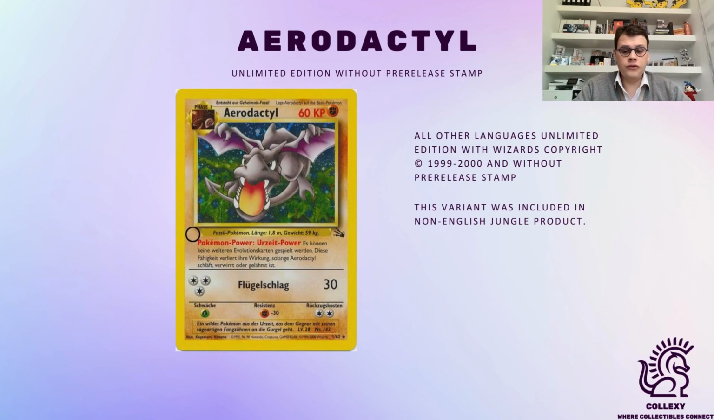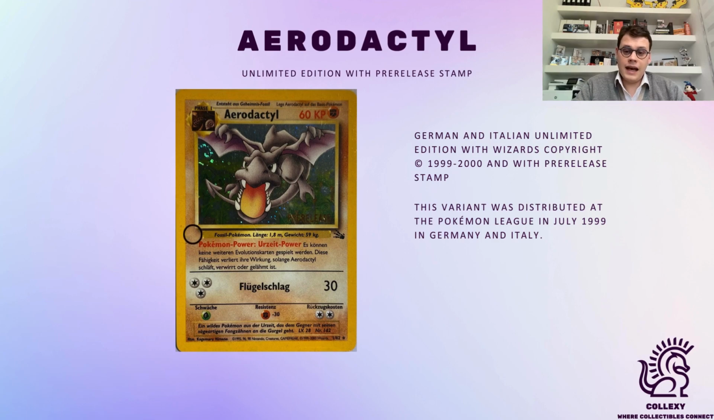This variant looks very similar to the previous variant, except here this one is the unlimited edition instead of the first edition. Just like the previous one, this variant was included in the non-English jungle product, which is both booster boxes and booster packs. This is the last and final variant of Aerodactyl in the fossil set.